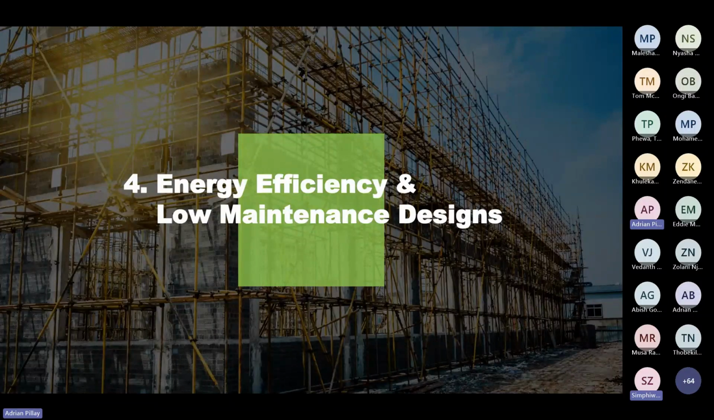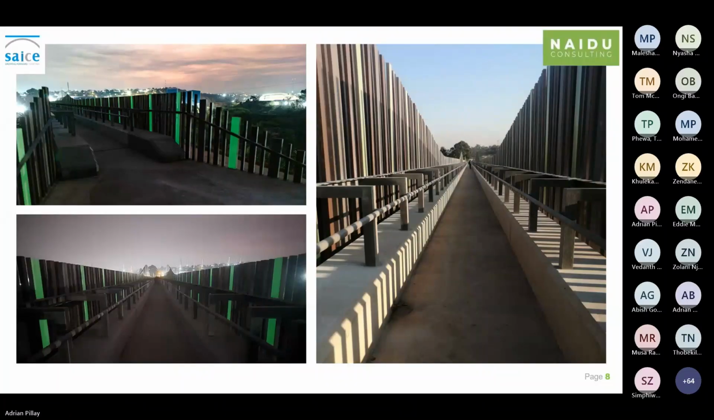Energy efficiency and low maintenance designs. Given the high costs of electrical lighting, load shedding, and the issue of theft, an innovative solution was proposed to illuminate the bridge by means of glow-in-the-dark concrete in the architectural balustrades. This feature enhances safety by enabling the balustrades to glow in the dark, improving visibility for pedestrians at night while reducing the need for electrical lighting.